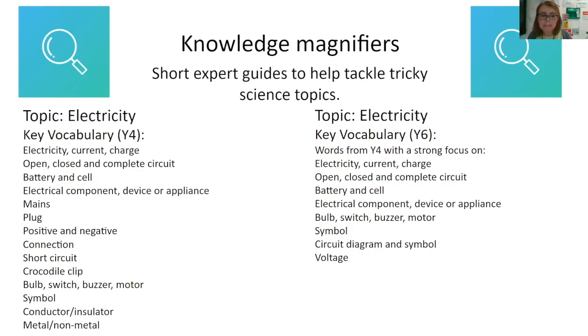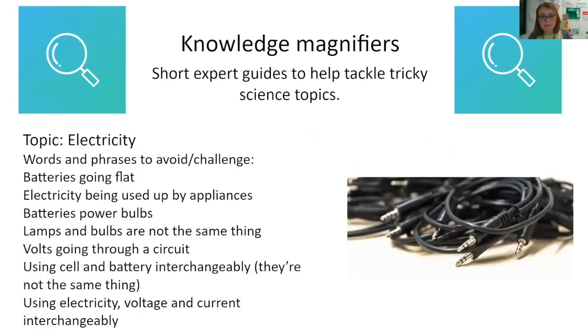So explicitly teaching these concepts and these keywords will really help embed a strong understanding of what's happening in a circuit. And there are certain words as well that I think need to be avoided and challenged throughout this topic, and I just suggested some of those here. It's quite easy to slip into mistaking the terms, particularly at the bottom there, with the use of the words electricity, voltage, and current, but actually they're distinct, they're separate things. And explicitly getting that message across to children will really help, I think.